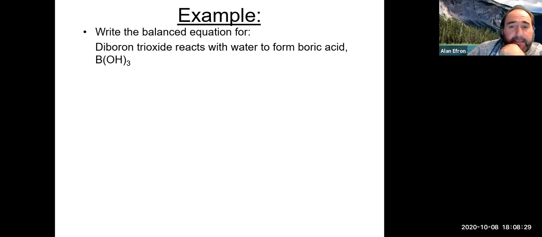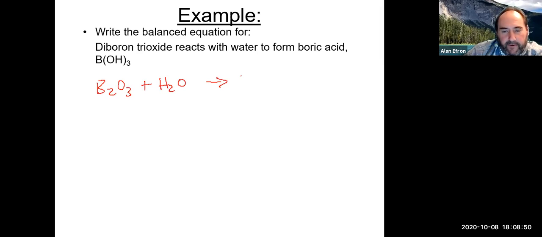Okay, so here, if we have everything in words, like we were saying before, you do want to make sure you just get the right formulas down first. So diboron trioxide, that's a couple of nonmetals. So that's going to be B2O3. Reacts with water, which hopefully we know is H2O, to form our boric acid here.